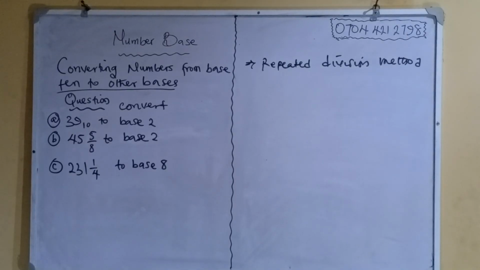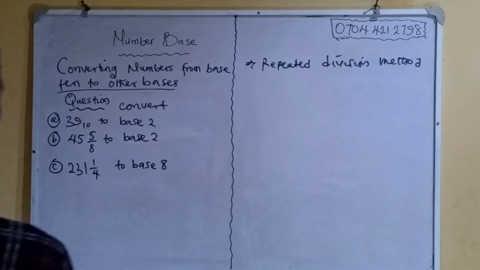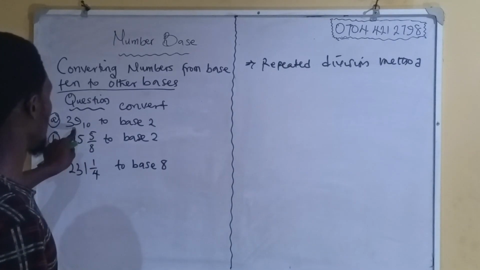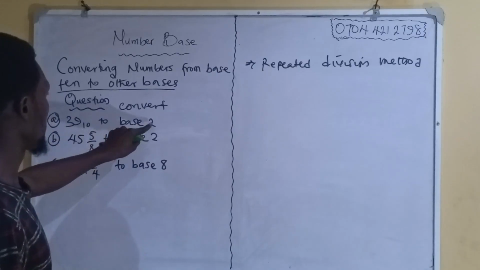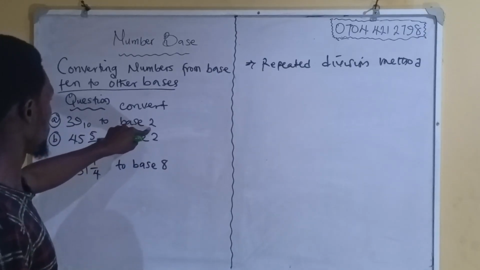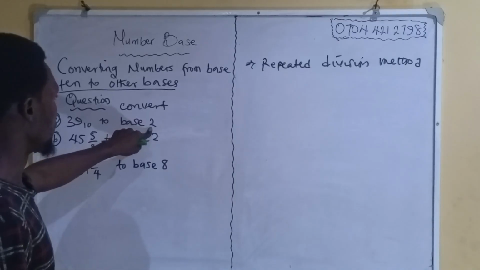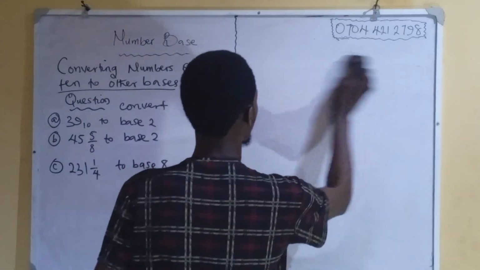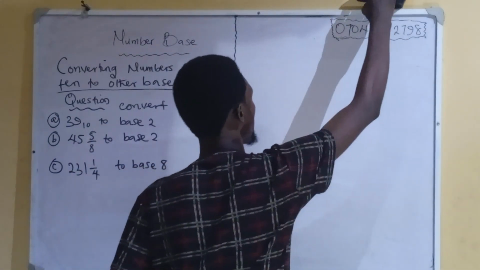For example, we are asked to convert 39 base 10 to a number in base 2. What happens is that we are going to divide this 39, which is in base 10, repeatedly by 2. And each time we divide, we keep the remainder.